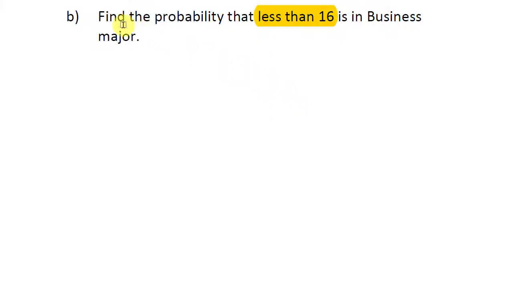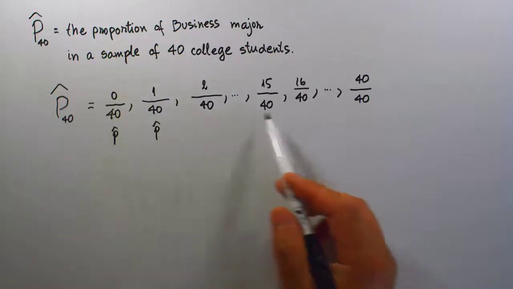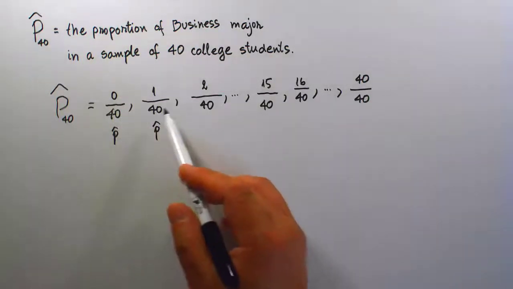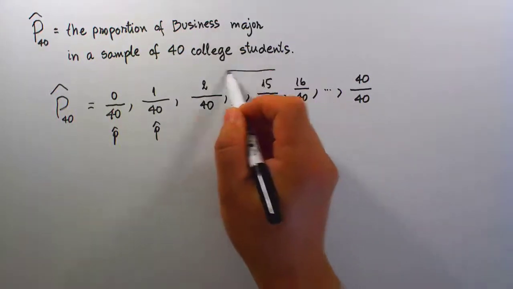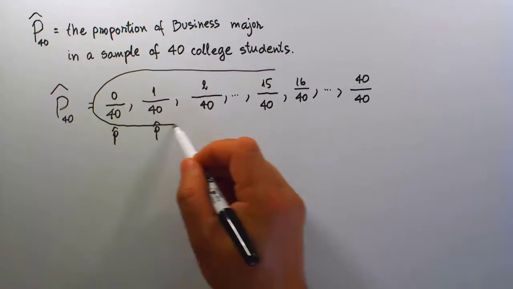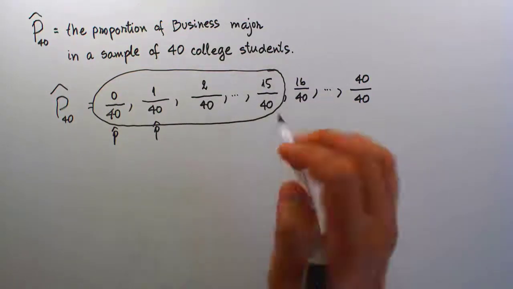The question wants us to find the probability that less than 16 is in business major. That means, clearly realizing that we can have so many different counts out of 40, how likely is that? What's the probability that anytime we picked up 40 college students, our count in the sample there is being less than 16?